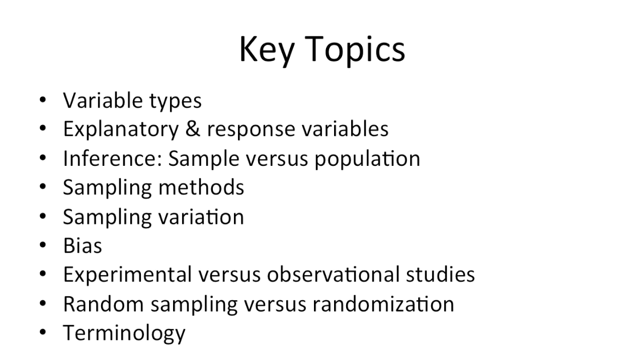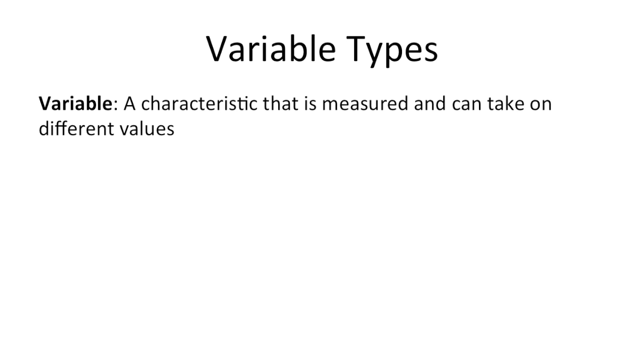These are the key topics that you're going to be learning about in Lesson 1. In this video, we'll very briefly cover each of these. First, you'll learn about variable types. A variable is a characteristic that is measured and can take on different values. In other words, it varies.